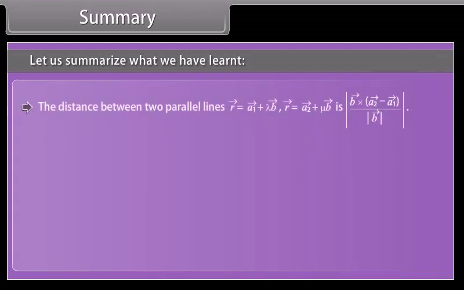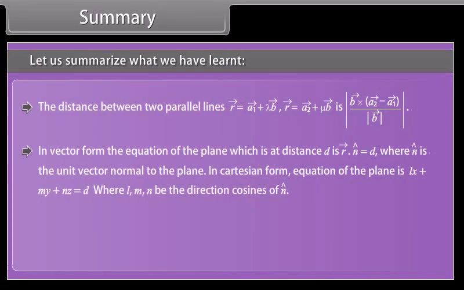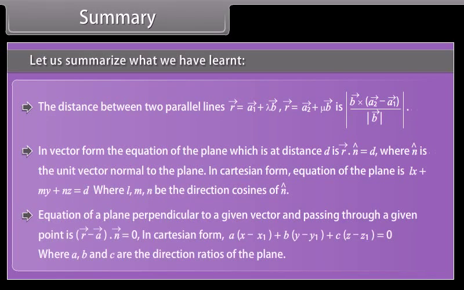The distance between two parallel lines is given by the following. In vector form, the equation of the plane which is at distance d is given, where cap n is the unit vector normal to the plane. In Cartesian form, the equation of the plane is given, where l, m, n are the direction cosines of cap n. The equation of a plane perpendicular to a given vector and passing through a given point is, in Cartesian form, the following, where a, b, and c are the direction ratios of the plane.